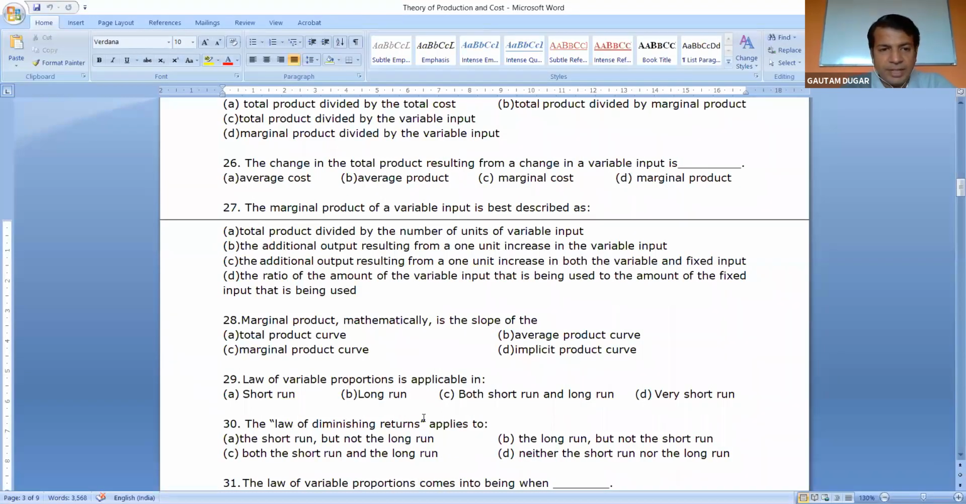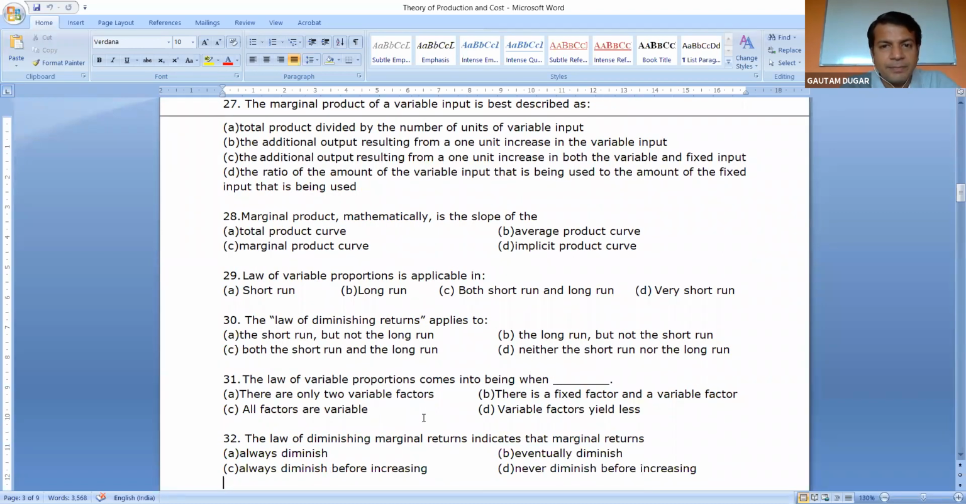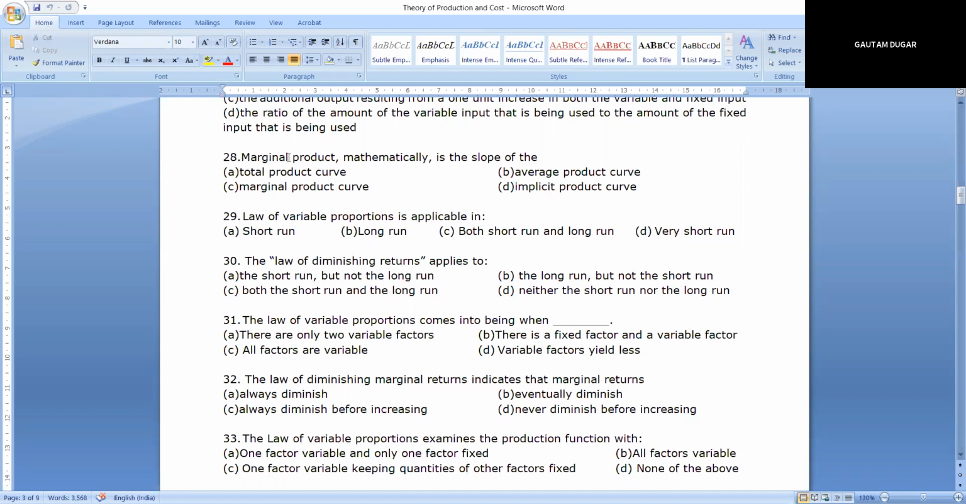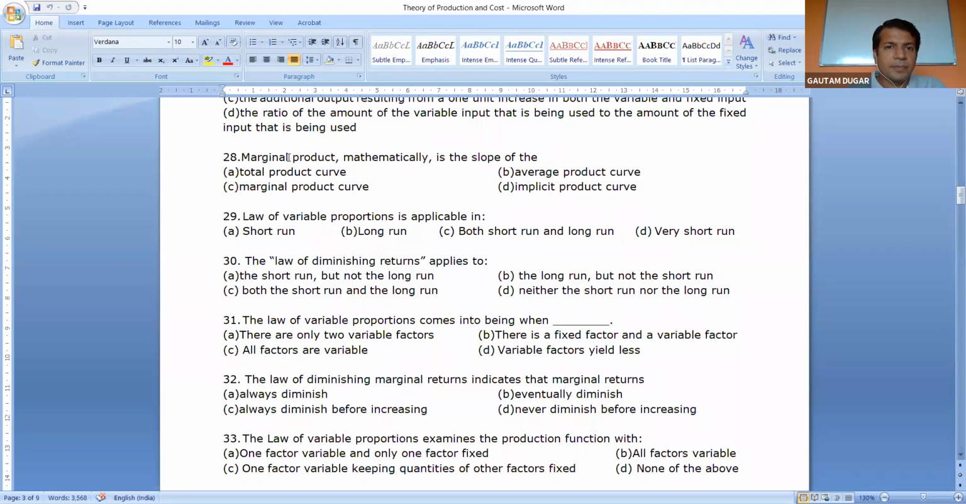28. Marginal product mathematically is the slope of the total product curve. Next one. So 28, answer was A. Marginal product mathematically is the slope of the total product curve.